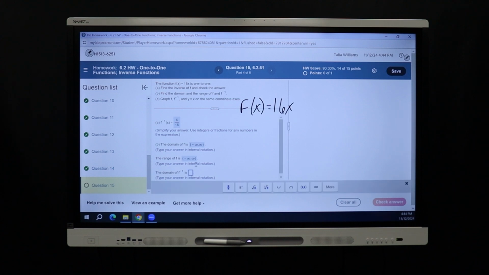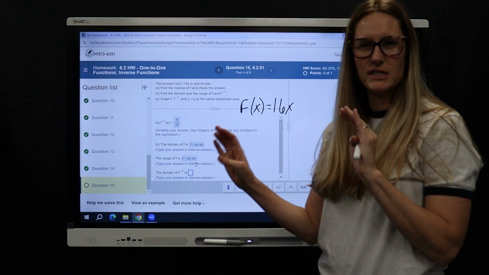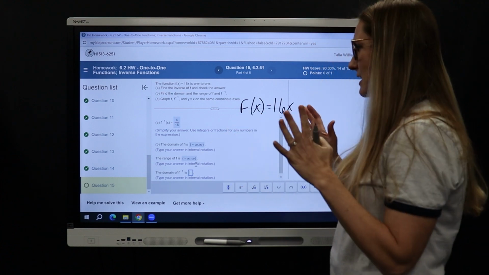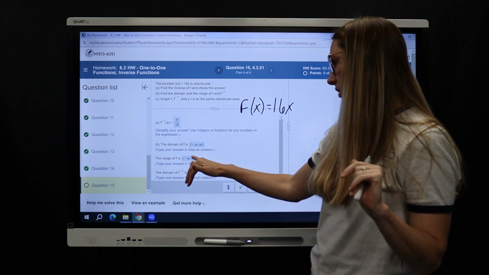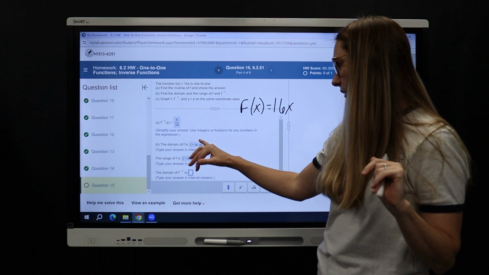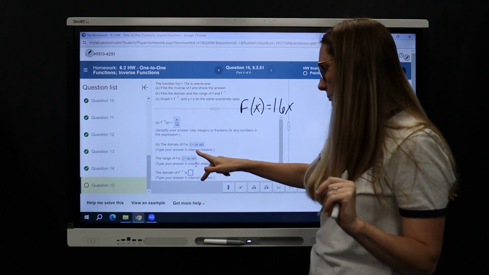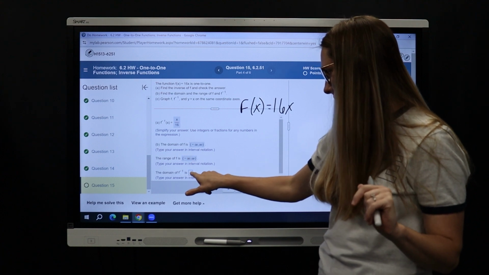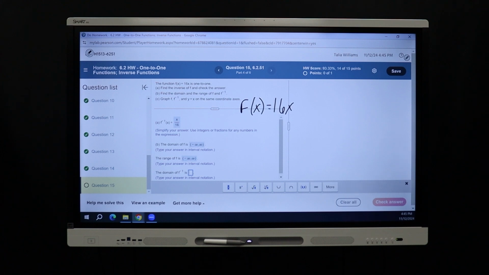Okay, your domain and range of your inverse, remember when we were doing the points and we'd swap the x's and the y's? Exact same thing here. So our domain of our inverse is the range of our original, and then our range of our inverse is the domain of the original. So it happens they're both the same on this. So negative infinity to infinity.